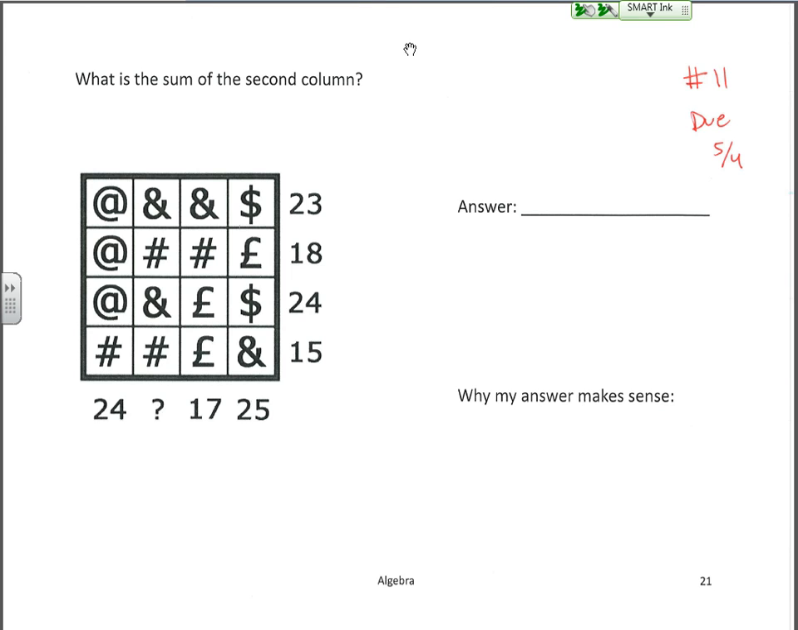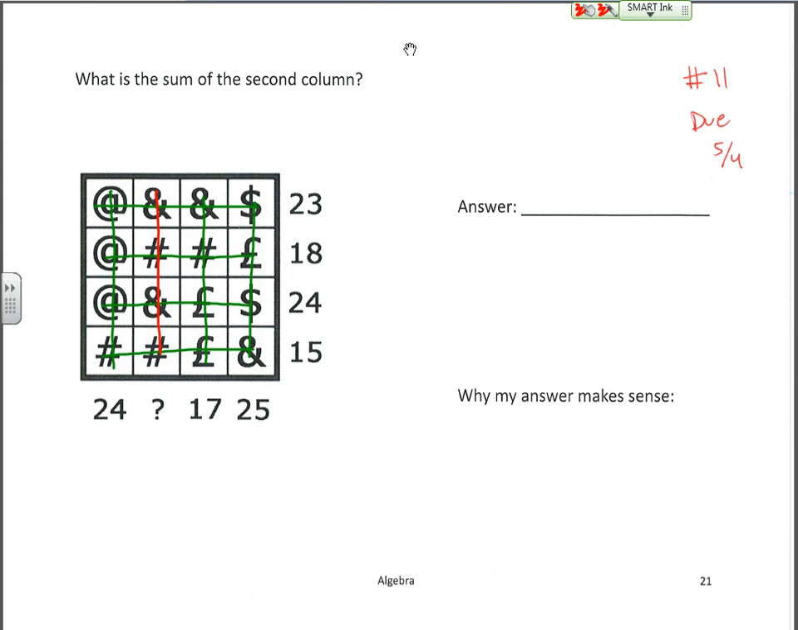So this first page here, and we did go over this in class, so just to recap what we talked about. What this table is saying is that the sum of each row, so these four symbols, whatever number they represent, add to be 23. These four add to be 18. These four add to be 24. These four add to be 15. And then going down the columns, this first column adds to be 24. The third column, they add to be 17. These add to be 25. And ultimately, I would like you to tell me what the sum of that second column is.